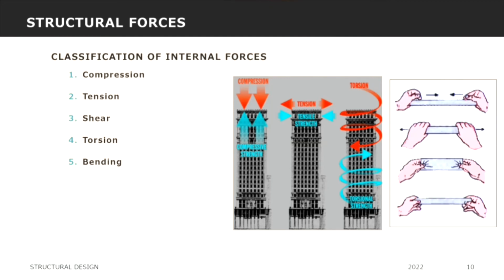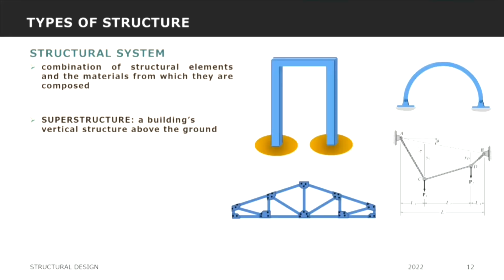So, our next topic is the structures and structural members. First is the types of structure. Structural system: a combination of structural elements and the materials from which they are composed. Another important structural principle is that the structural system of a building is designed to transmit the loads and forces safely to the ground without damaging the building.